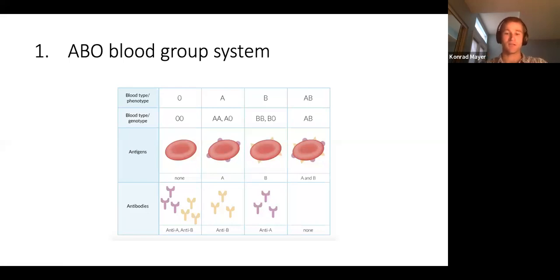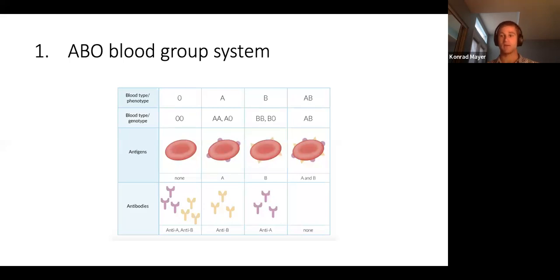Okay, moving right along. This is very relevant for blood transfusion. This is the main system and the most important system for blood transfusion. So very important chart to understand. Does anybody have any questions on this in the chat real quickly? If you have any questions, you can write them in the chat. So this is the most important system for blood transfusions in the hospital setting.